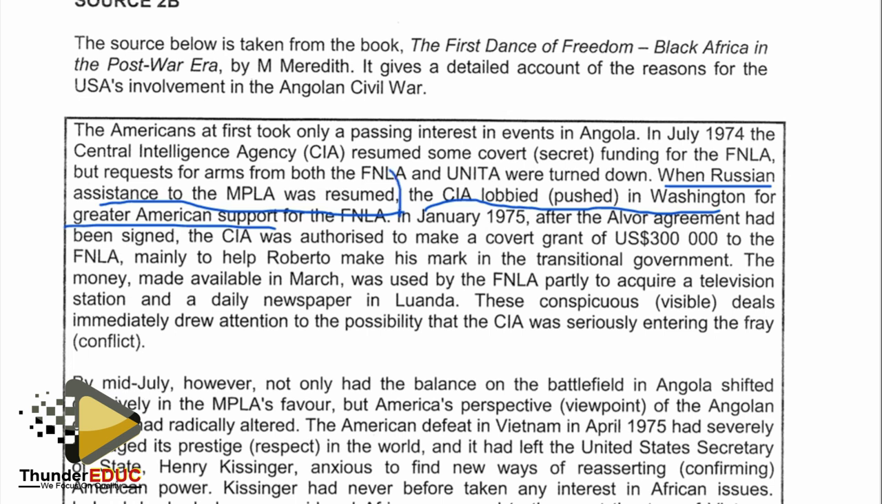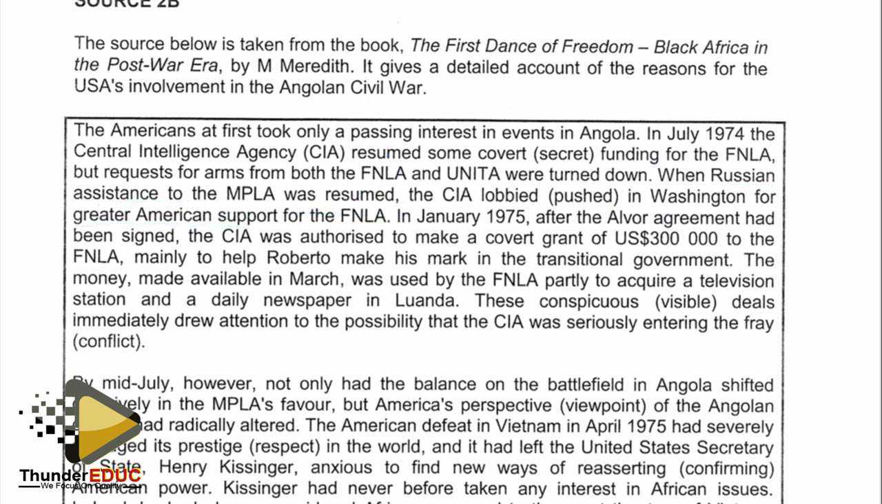So this is where our response is. The CIA lobbied for support from America after they saw that Russia was now giving assistance to the MPLA. When they resumed their help to the MPLA, that is when they also felt that America was supposed to act and get involved with the FNLA, to assist its side of capitalism, because Russia is now assisting its side of communism. So the response is here: when Russian assistance to the MPLA was resumed. That is where we get our response. It's an extraction question from the source. Right, we move on to the next question.